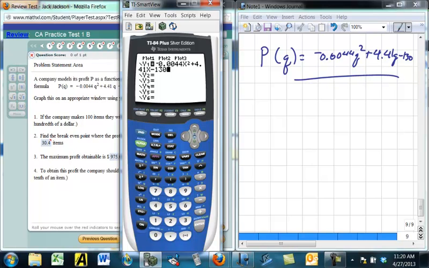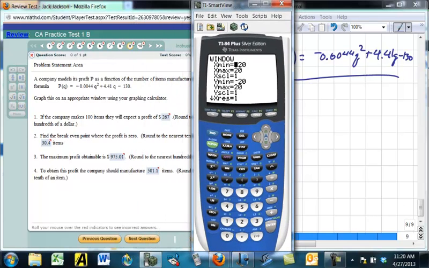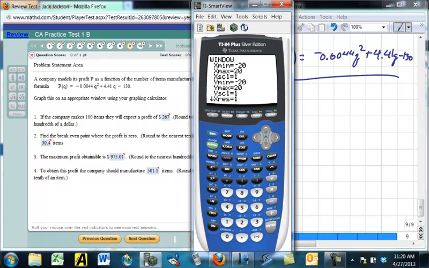Now, what would be an appropriate window for this? We've got to experiment a little bit with our window. Well, Q is a quantity of items, so that has to be positive or 0, never negative. So we've got to start X at 0. I really don't know how many items we want to go out to. Down here it says 100. Maybe we're going to go past that for sure. So let's go 200 items. If we do that, let's mark it off in tens.